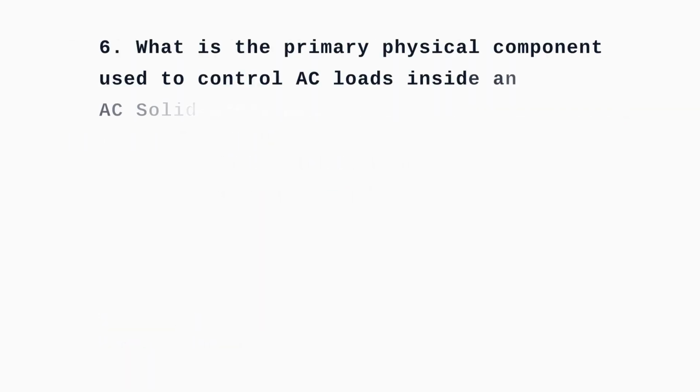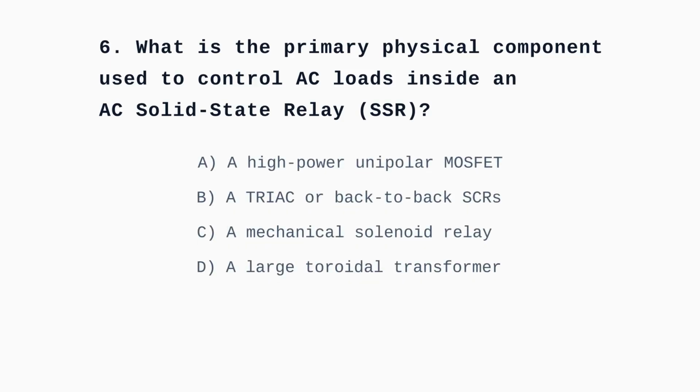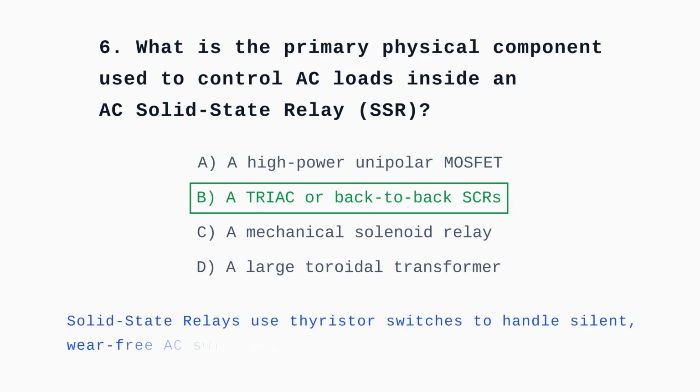Question 6. What is the primary physical component used to control AC loads inside an AC solid-state relay? AC solid-state relays use high-power triacs or inverse parallel SCR pairs to execute silent, high-speed, wear-free switching of mains electricity.